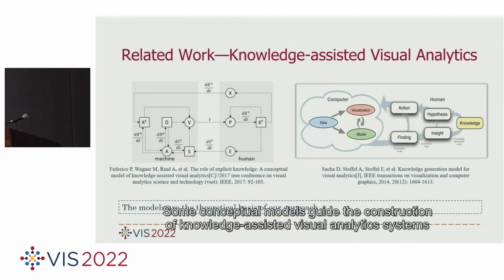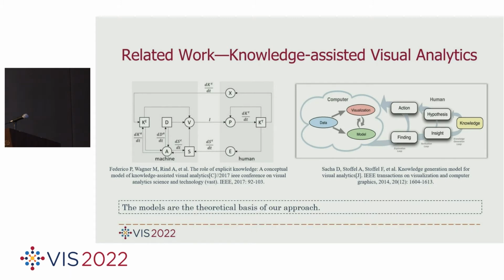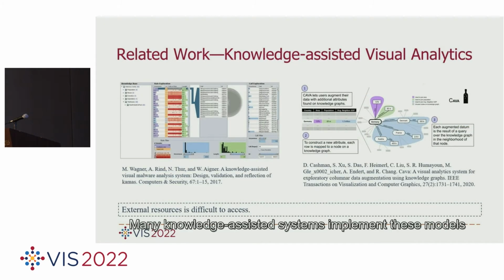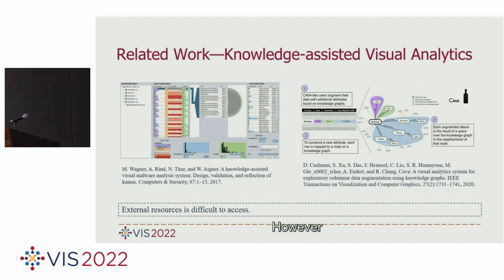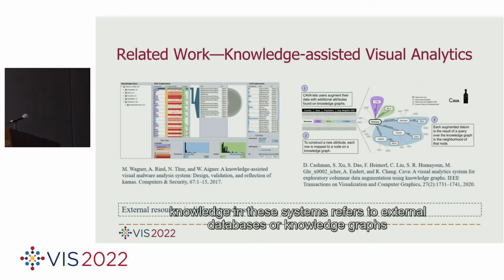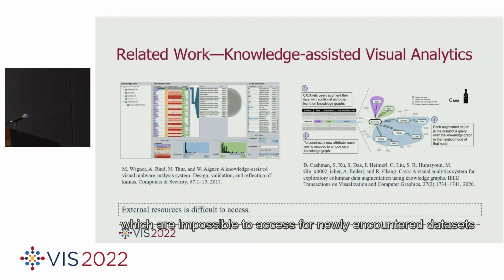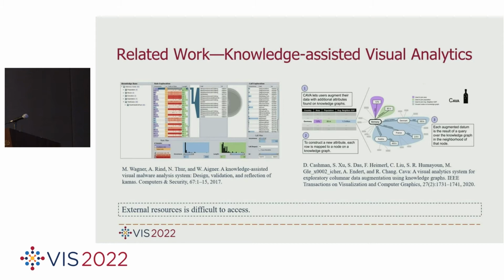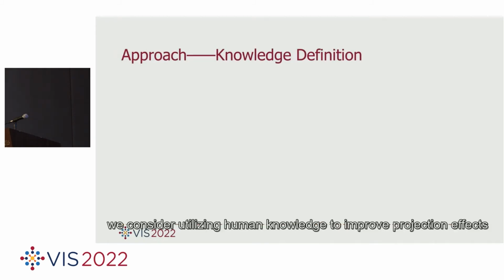Some conceptual models guide the construction of knowledge-assisted visual analytics systems. Many knowledge-assisted systems implement these models. However, knowledge in these systems refers to external databases or knowledge graphs, which are impossible to access for newly encountered datasets. Thus, we consider utilizing human knowledge to improve projection effects.